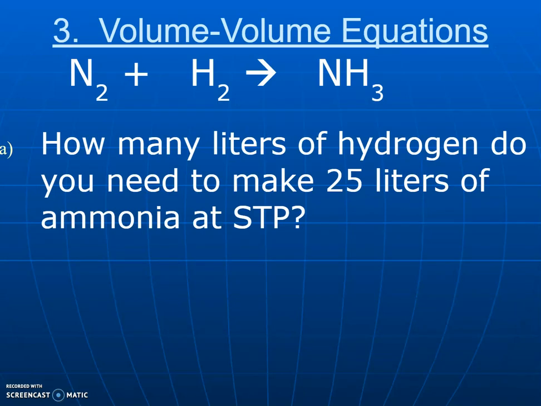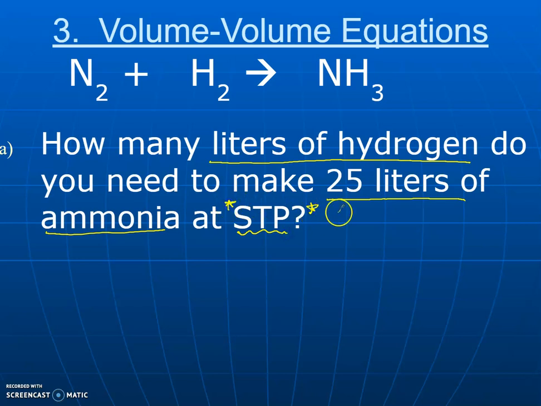So this is a sample problem. It says N2 plus H2 gives us NH3. And it asks how many liters of hydrogen do you need to make 25 liters of ammonia at STP? So if it has STP, that should be little bells and whistles going off that we're going to be using that 22.4 liters. Okay, so first things first, make sure you balance this out.